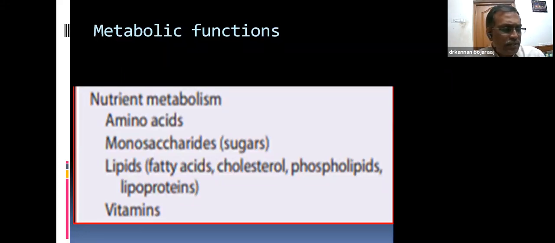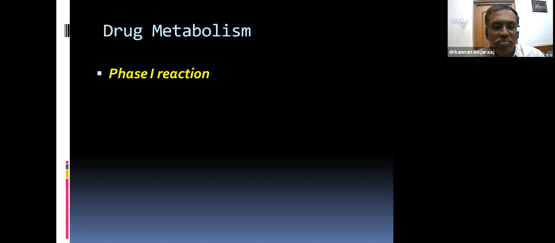And the next one is the storage function, for vitamins A, D, and B12. You can also store iron as ferritin. And the liver will detoxify many of the drugs also. Next one is drug metabolism by the liver. That is the phase 1 reaction, which is the most important one.